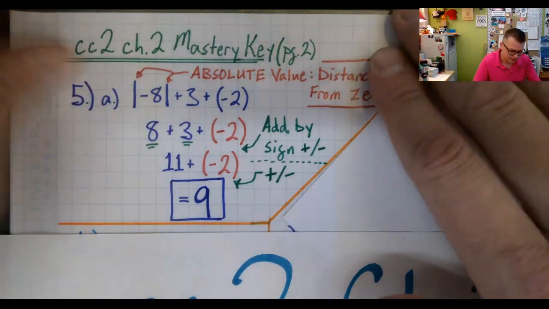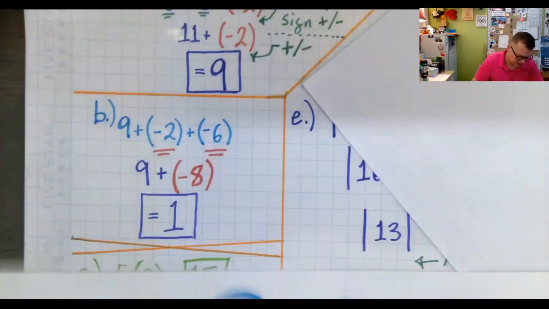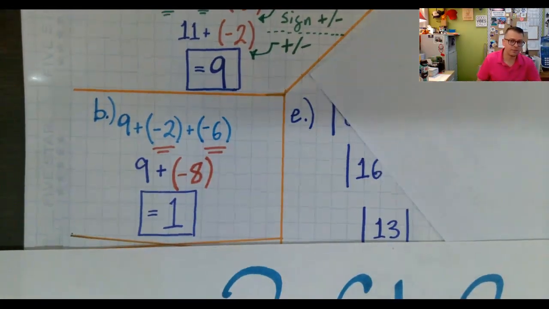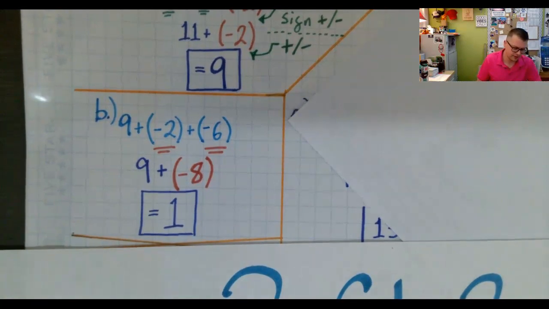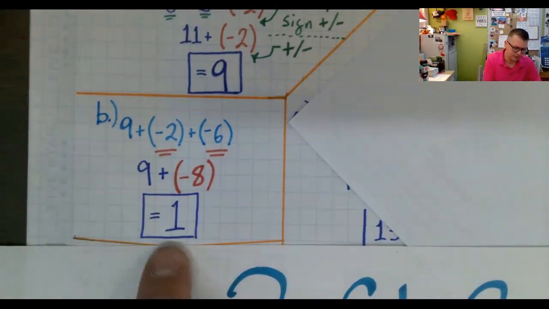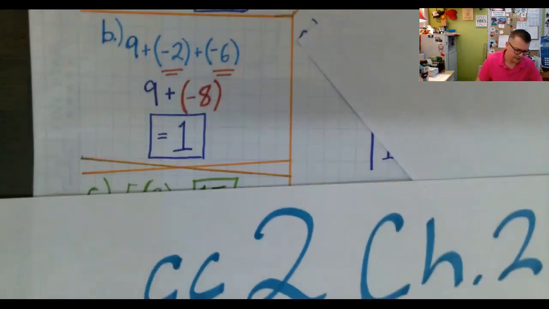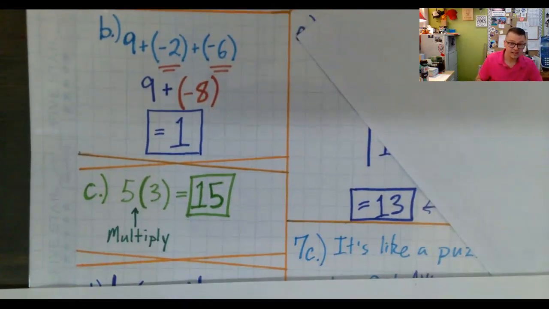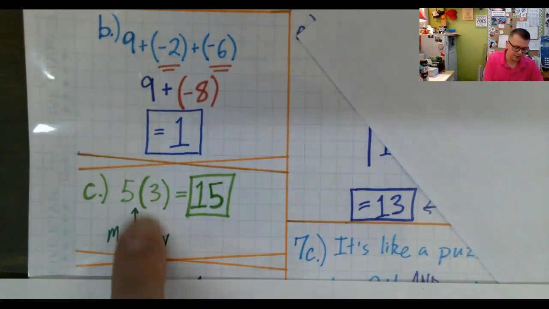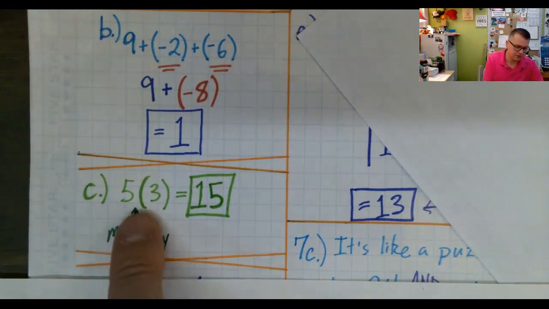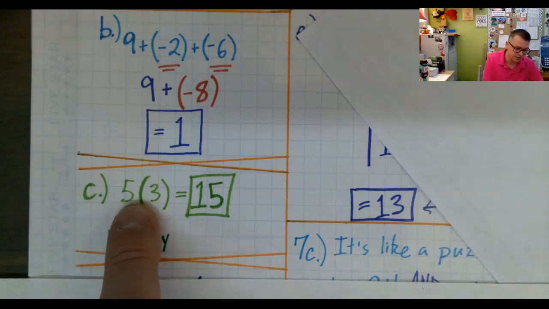For part B, paper's getting stuck. For part B, we want to add up the bad guys together, fight with the good guys. Unfortunately, the good guys overpower the bad guys here. C, some of us forgot that this is multiplication between a number and a parenthesis that is telling us to multiply. You could also draw the multiplication dot between there, but you do not have to.